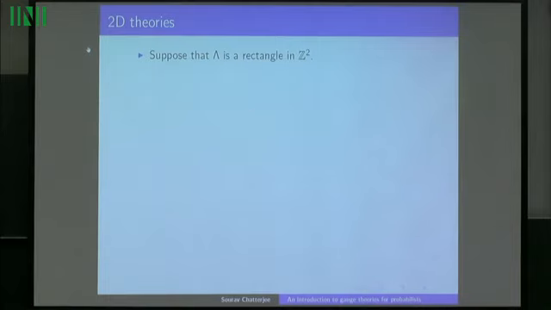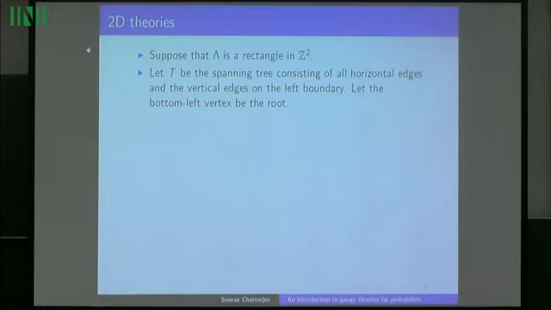Okay. Let me tell you a little bit about two-dimensional theories, because there is a lot of math about that. So suppose lambda is a rectangle in Z^2. Let T be this specific spanning tree, which consists of all horizontal edges and all vertical edges on the left boundary. So you take a rectangle, and then you take the left boundary, and you take all horizontal edges. That's the spanning tree, and you take the bottom left vertex to be the root, arbitrarily choosing some root.